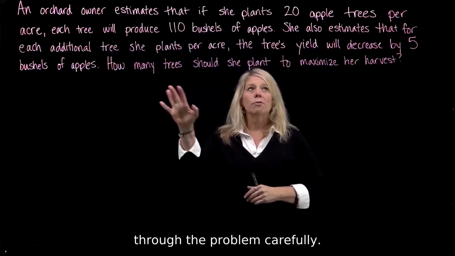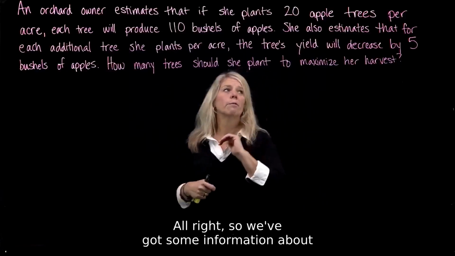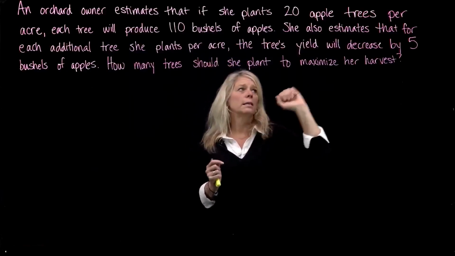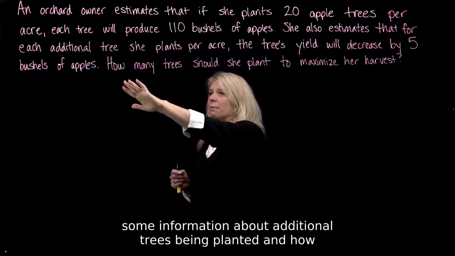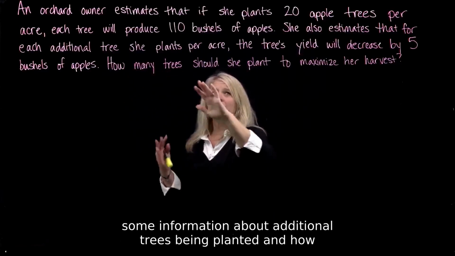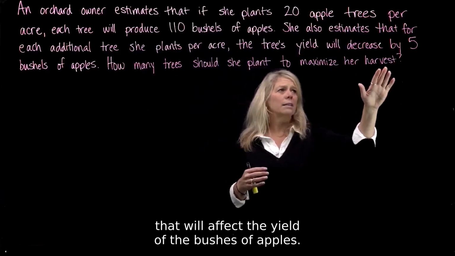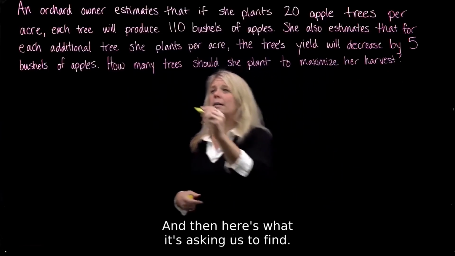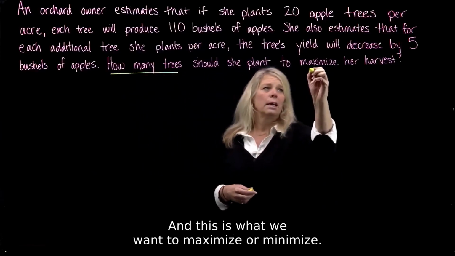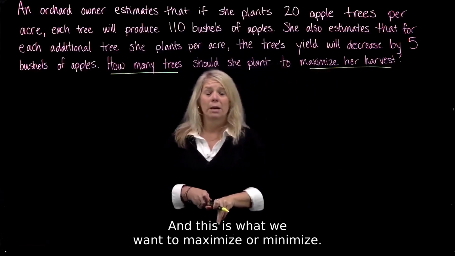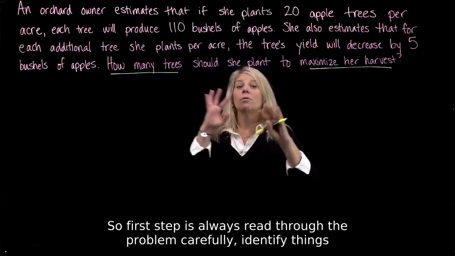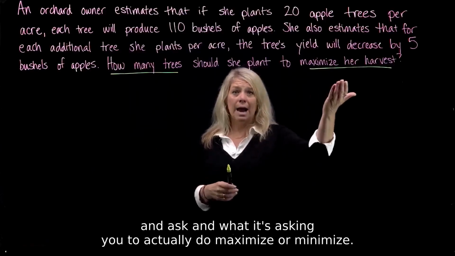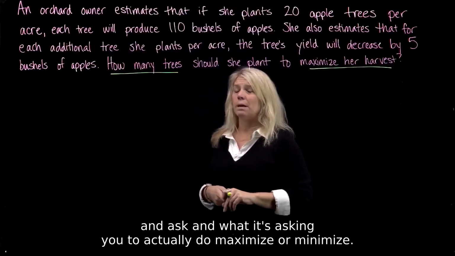So we want to be sure that we read through the problem carefully, right? So we've got some information about apple trees, how much each apple tree produces, some information about additional trees being planted and how that will affect the yield of the bushels of apples. And then here's what it's asking us to find. How many trees should she plant? And this is what we want to maximize or minimize. So first step is always read through the problem carefully, identify things that are known or unknown, and what it's asking you to actually do, maximize or minimize.